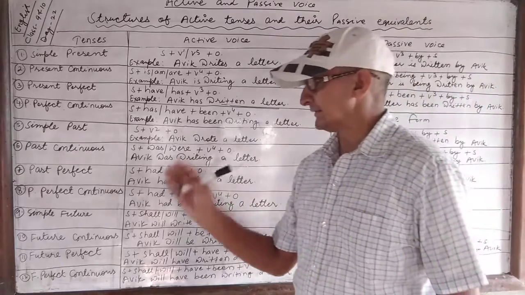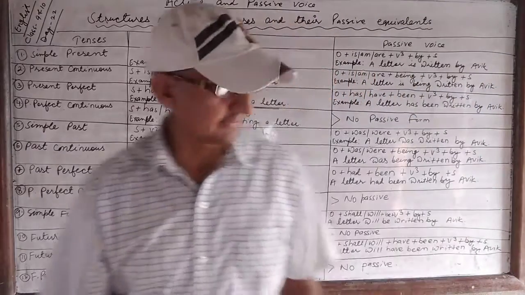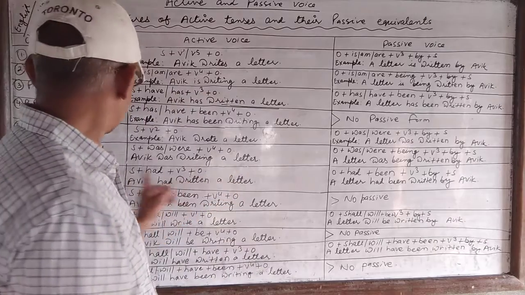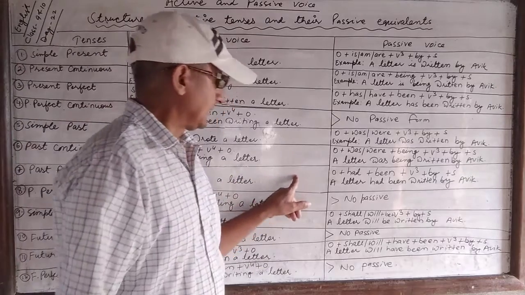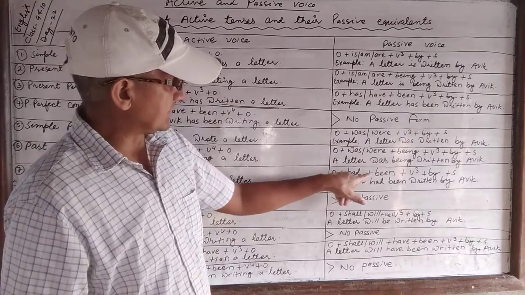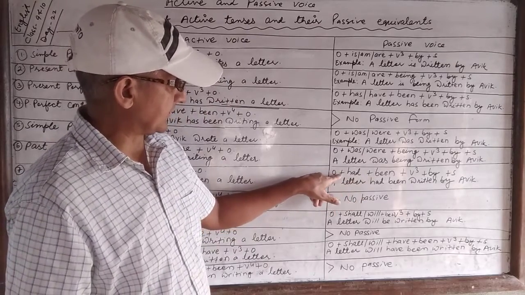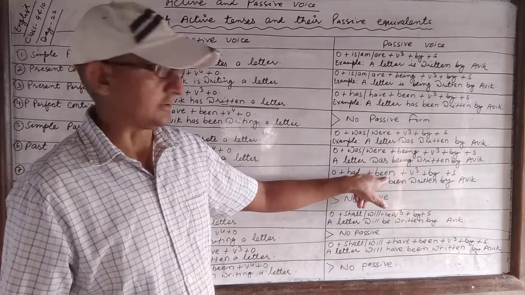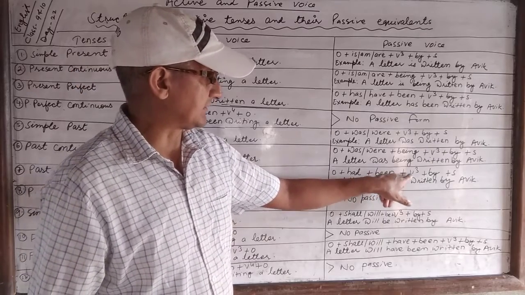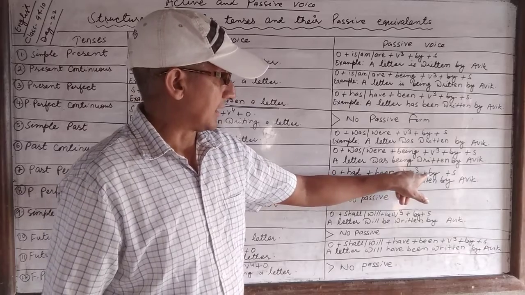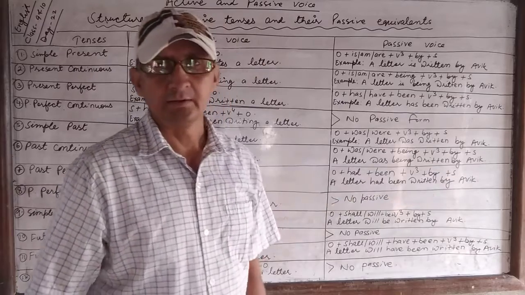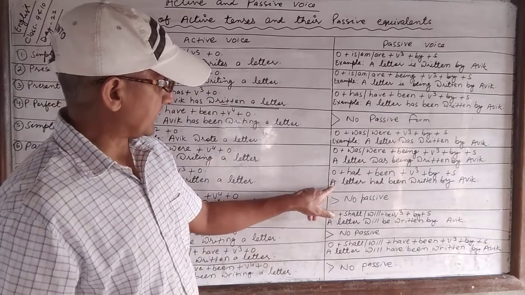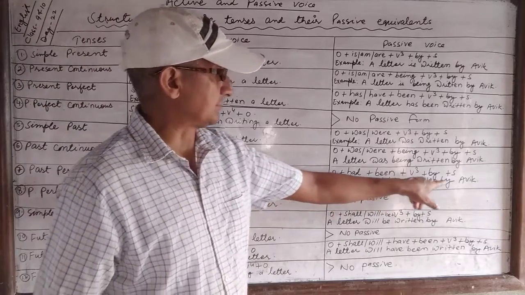And how can we change this past perfect tense into passive voice? You can change past perfect tense into passive by using this structure. The structure is object plus had, and then been. With perfect tense we use been plus V3, after V3 by, and then the subject of the active voice. The example is a letter had been written by Avik.